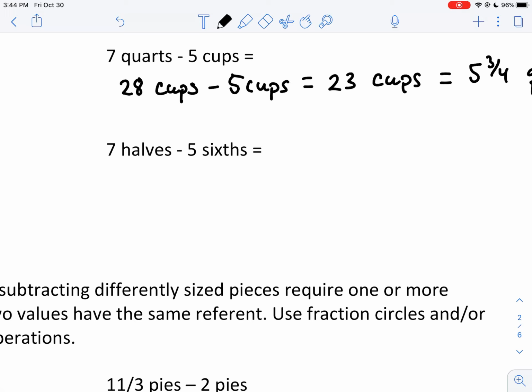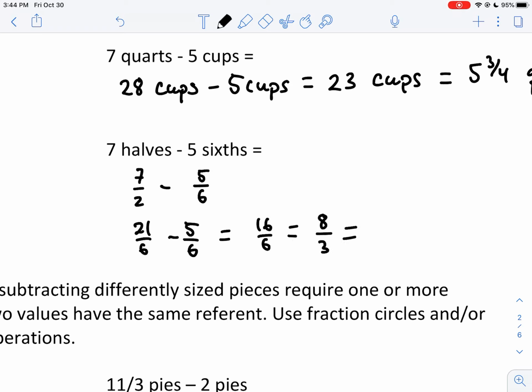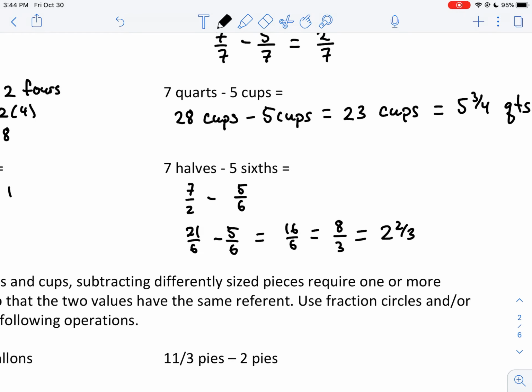If I have 7 halves and I want to take away 5 sixths, I want to think of halves in terms of sixths. So 7 halves minus 5 sixths, top and bottom by 3, so we have 21 sixths minus 5 sixths. That gives us a total of 16 sixths, which you could express instead as 8 thirds, which, if you want, you could write as a mixed number.